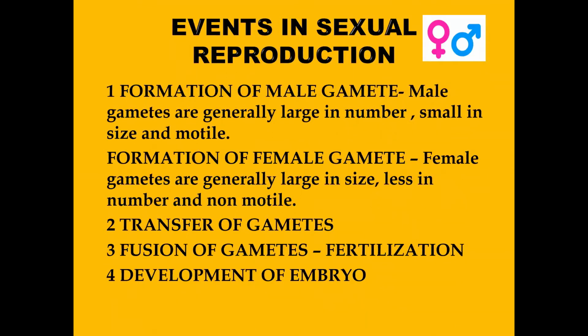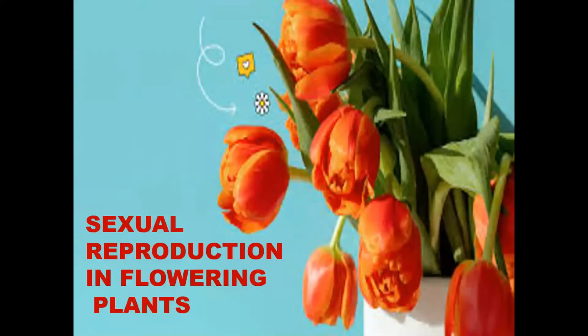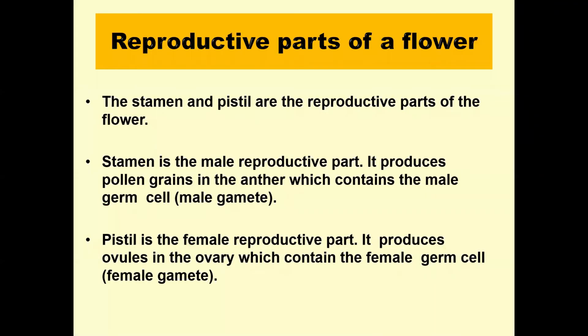The next event is that the male and female gametes get fused. And this process of fusion of male and female gametes is known as fertilization. As a result of fertilization, a single cell structure, the zygote, is formed. This zygote develops into an embryo. So now let us study this process of sexual reproduction in all flowering plants. When we are saying flowering plants, I think it is quite clear that we are talking about angiosperms.